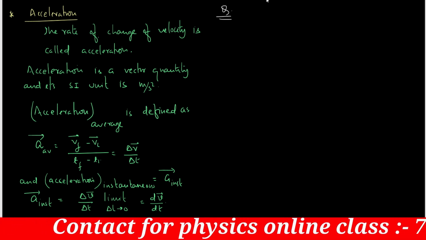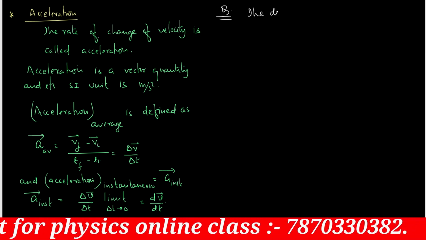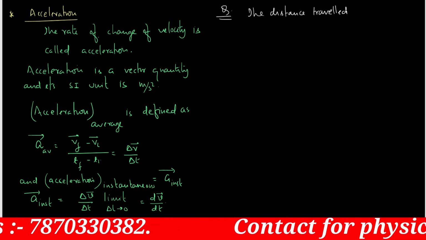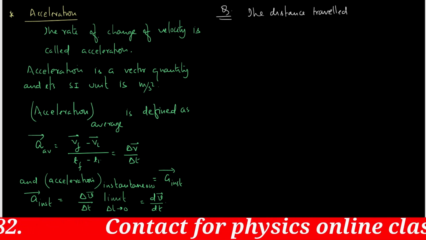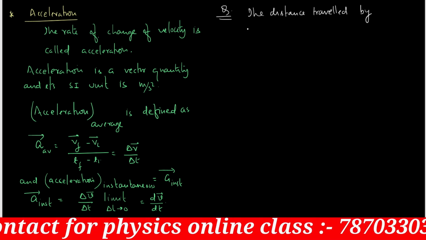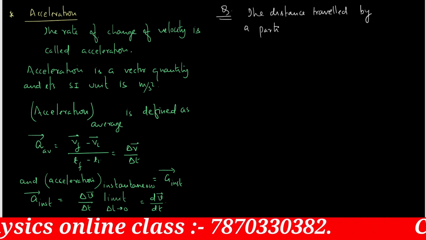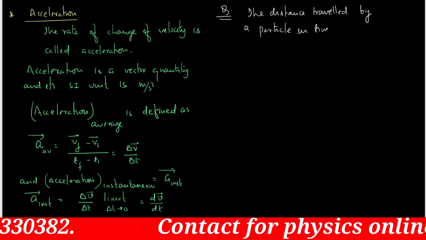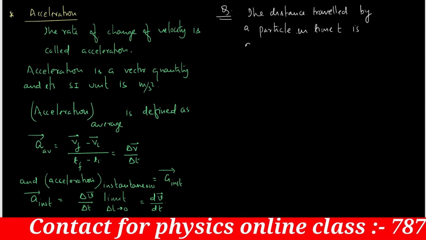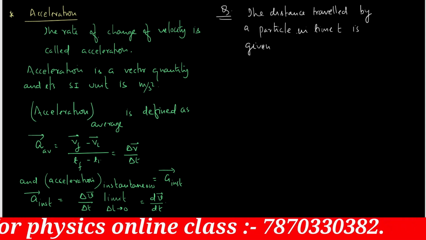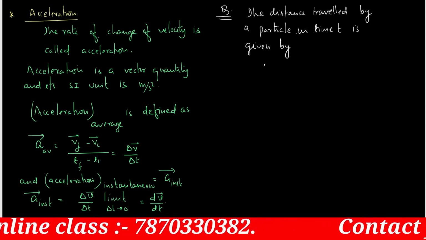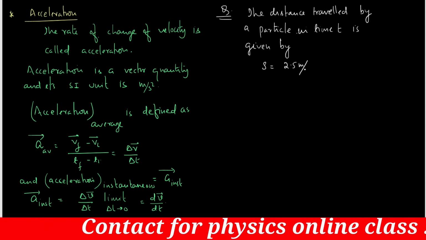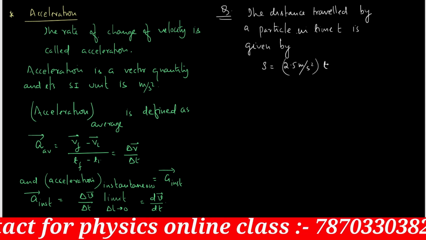Now I have a question. The distance traveled by a particle in time t is given by 2.5 meter per second square t square.